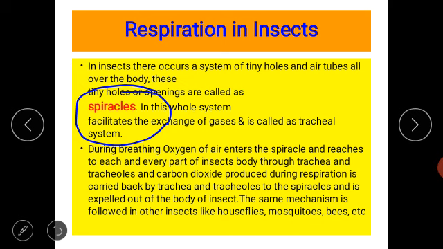During breathing, oxygen of air enters the spiracle and reaches each and every part of the insect body through trachea and tracheoles, and carbon dioxide produced during respiration is carried back through the tracheoles and trachea to the spiracle and is expelled out of the body. The same mechanism is followed in other insects like housefly, mosquito, bees, etc.